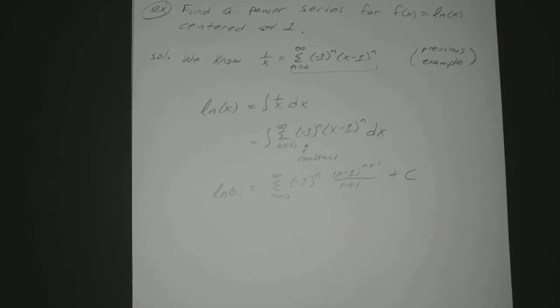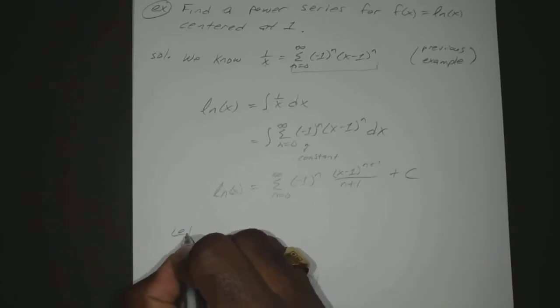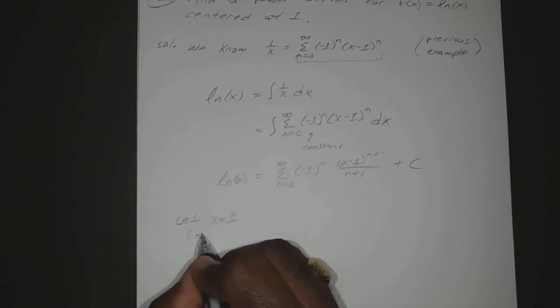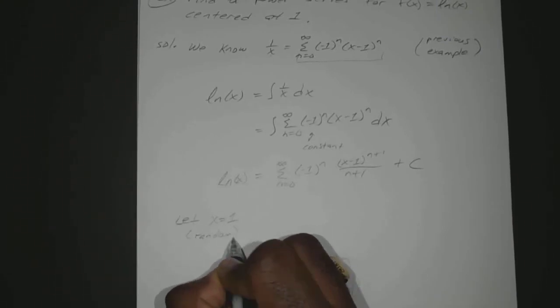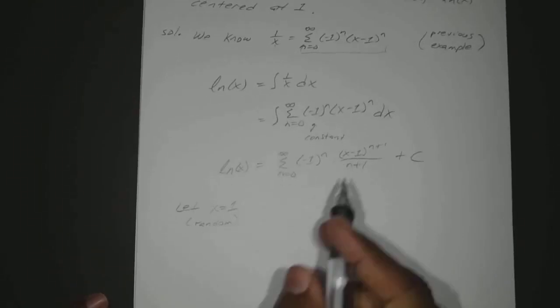And let's say we decide to solve for c. Sometimes they'll have you solve for c and say, okay, let x equal whatever. Then you can find an exact power series. So we'll just let x equal 1, like I said, just because it's a completely random value. But if they wanted you to do it, they'll tell you what they wanted x to equal.